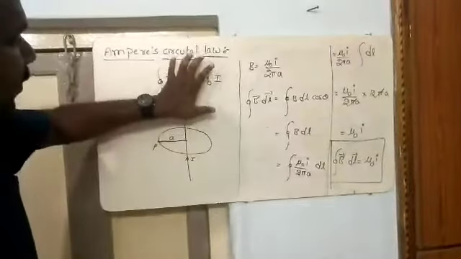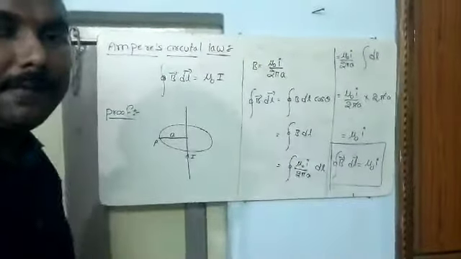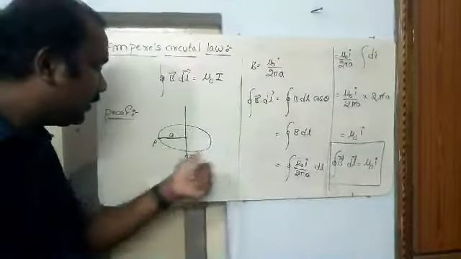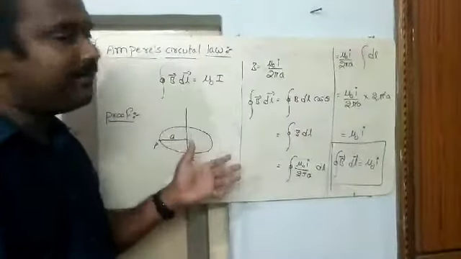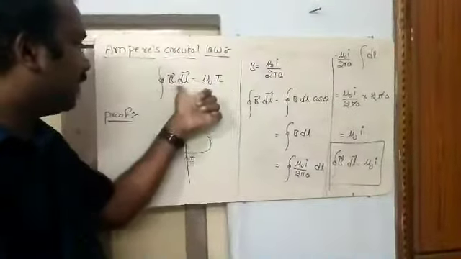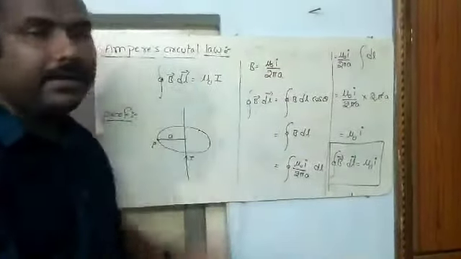Ampere's circuit law states that the line integral of magnetic field due to any closed surface is equal to mu naught times the net current which is passing through the surface. So this is the statement: integral B bar dot dl is equal to mu naught I.